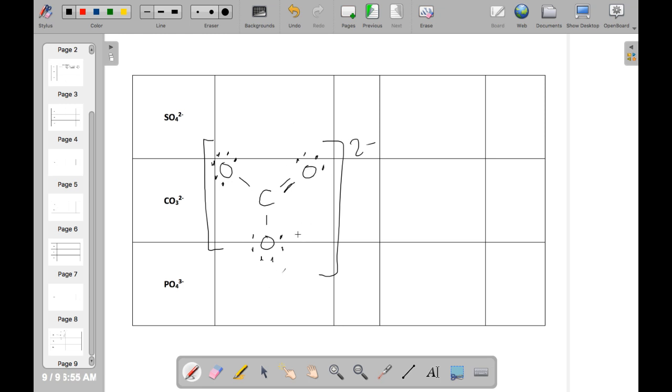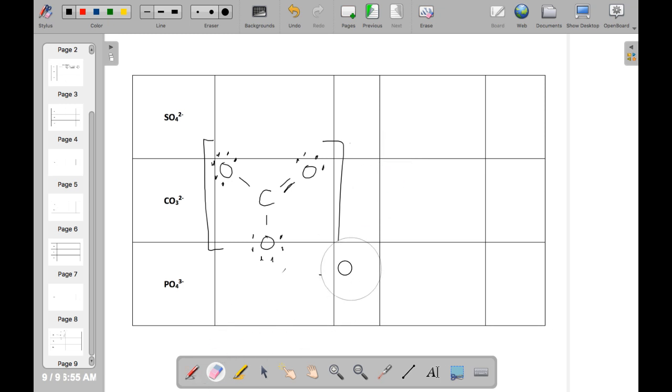What that means is I can draw this double bond on this oxygen, or I could draw it on this one, or I could draw it on this one. And so sometimes you'll see carbonate shown with 3 different diagrams to show that there might be 3 different structures. We just don't know where that double bond is.